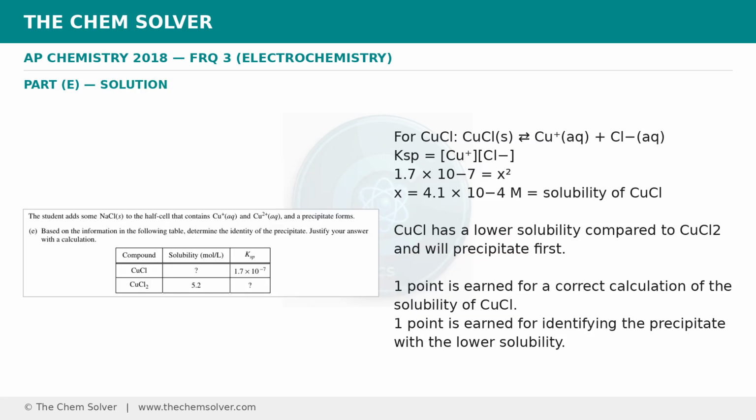For CuCl, CuCl is in equilibrium with Cu+ and Cl-. Ksp equals [Cu+][Cl-]. 1.7 times 10 to the power minus 7 equals x squared. x is equal to 4.1 times 10 to the power minus 4 molar, the solubility of CuCl. CuCl has a lower solubility compared to CuCl2 and will precipitate first. 1 point is earned for a correct calculation of the solubility of CuCl. 1 point is earned for identifying the precipitate with the lower solubility.